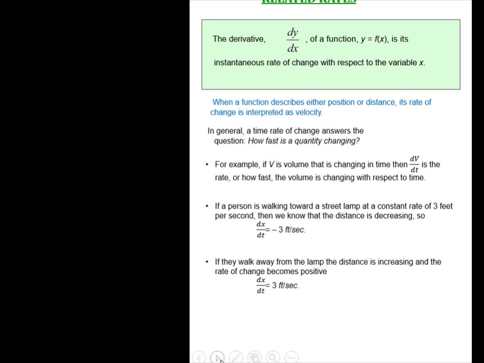If they're walking away from the lamp, the distance is increasing. The distance x with respect to time is an increasing function, and so therefore the derivative, which is the velocity of 3 feet per second, is going to be positive. The 3 is not increasing, the x is increasing, but 3 is positive because it's the derivative, and it represents an increasing function.